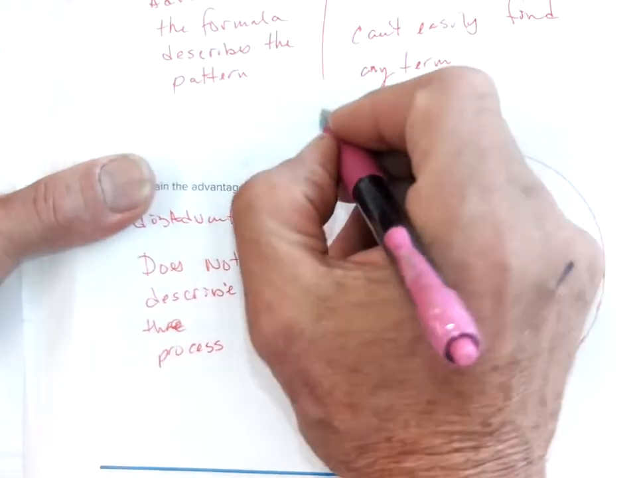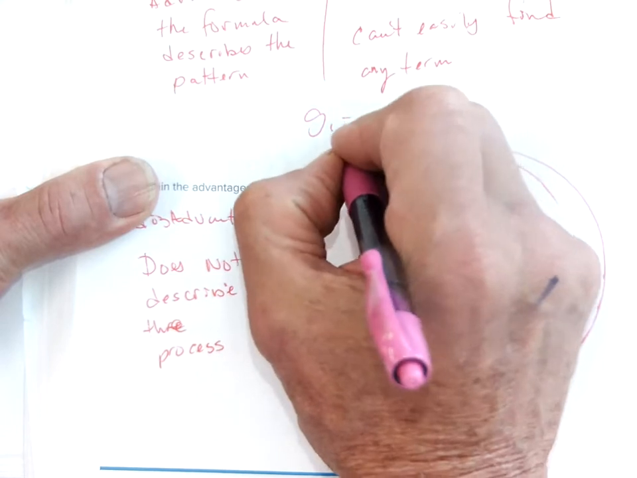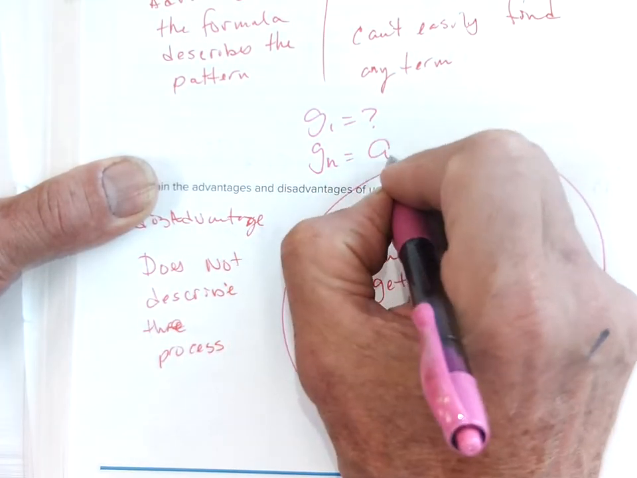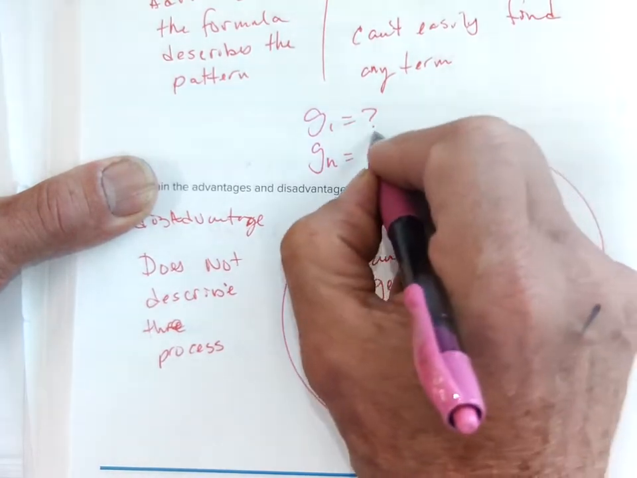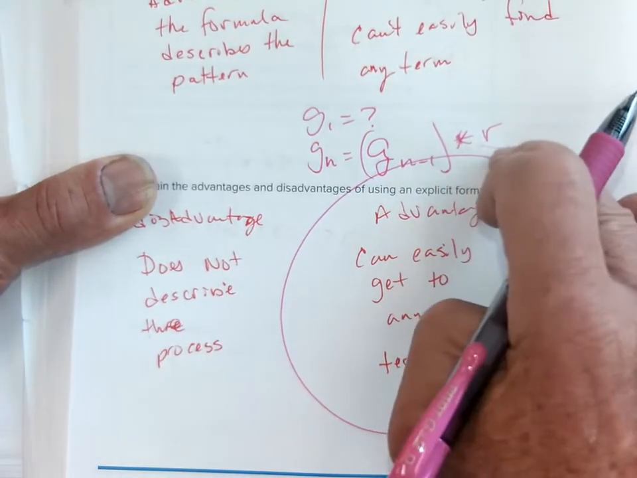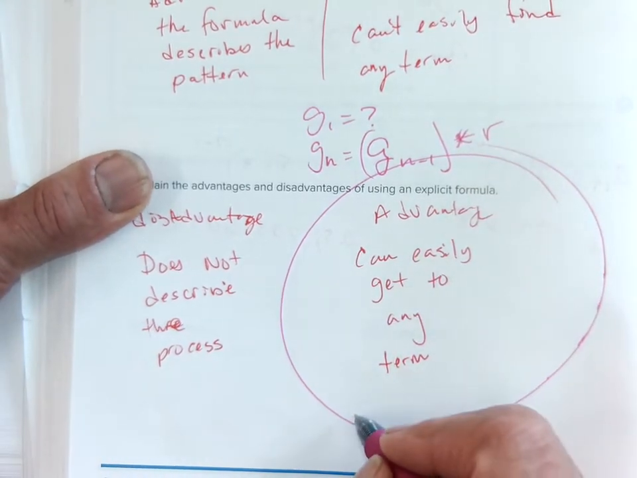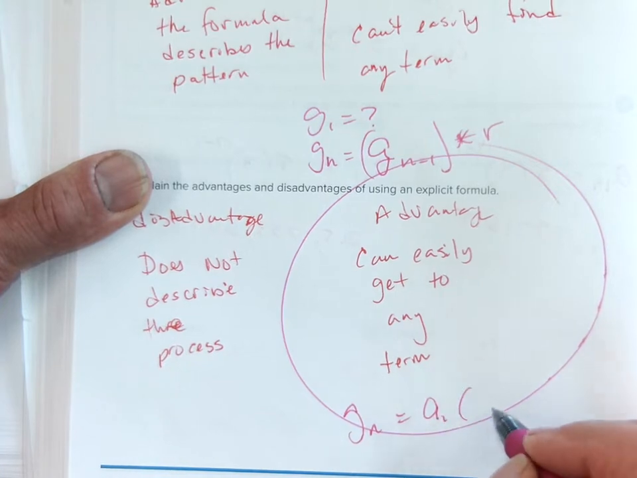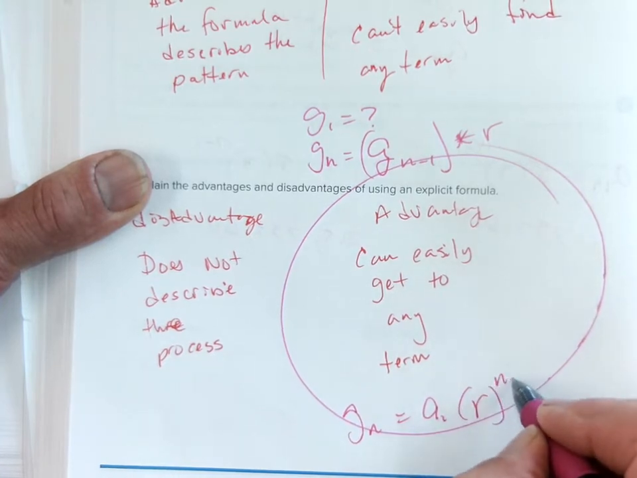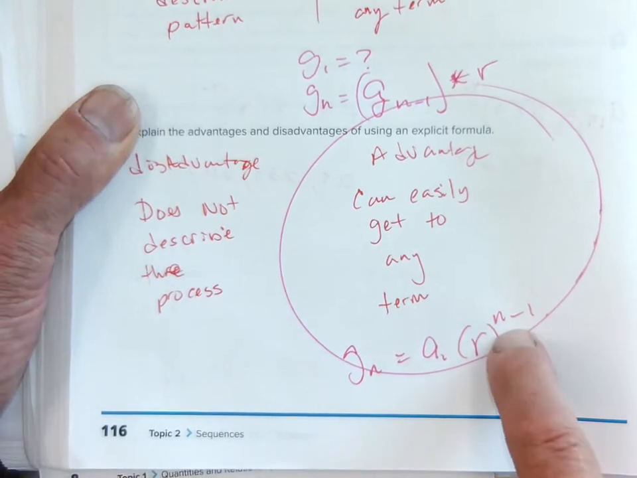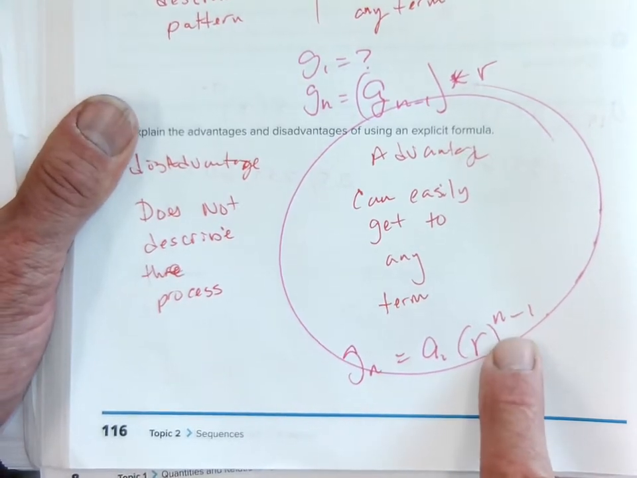Recursive formula is G1 equals something, and then Gn equals g of n minus 1 times your multiplier. And all it does is give you the next term. I like the explicit formula much better. g of n equals A1 r to the n minus 1 power. And this one will allow me to get to any term I want, the 11th, the 20th, the 50th, whatever.